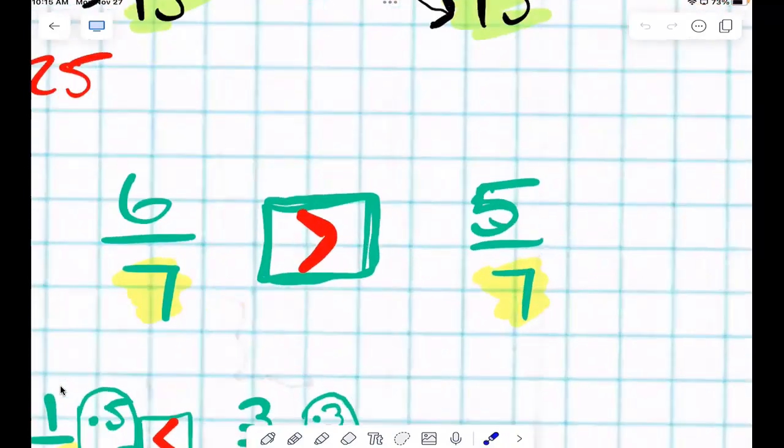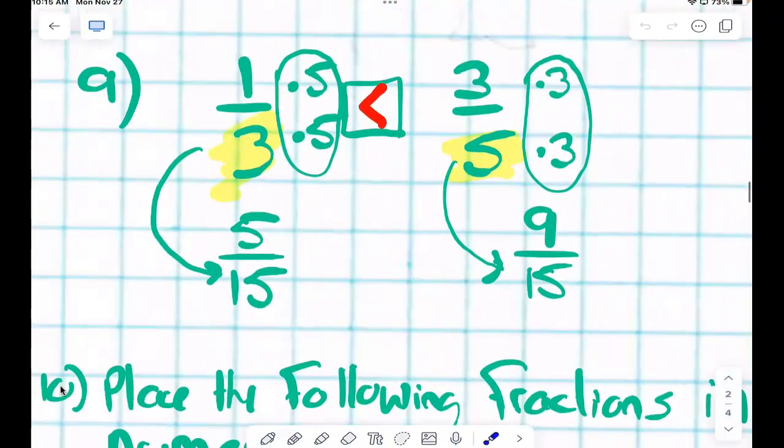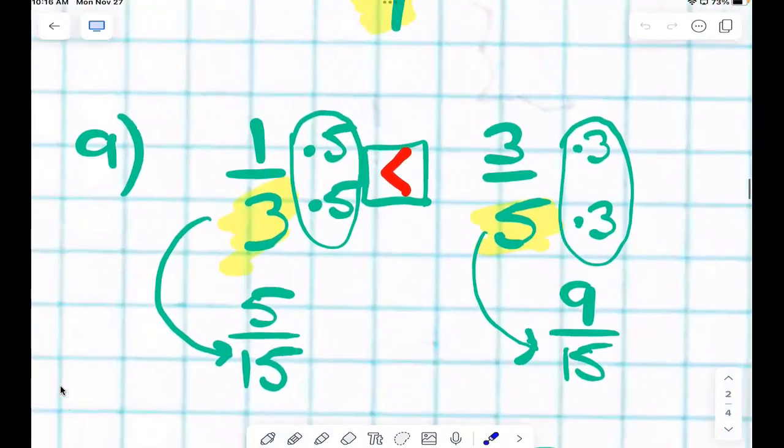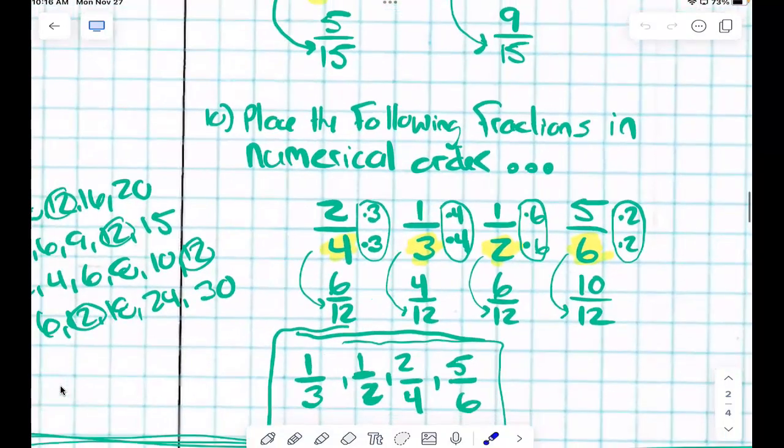Wait, why didn't I do a bubble on this one? Because there's the same denominator. And this one, they don't have the same denominator, so I did a bubble, right? Yes. How about this one, which asks us to put the fractions in numerical order from low to high, yes? What do you notice about this denominator, this denominator, this denominator, and this denominator? They're all different, right? But they all actually go into a common denominator. So once we have a common denominator and we figure out the numerators, we can put them in order. You guys cool with all this?